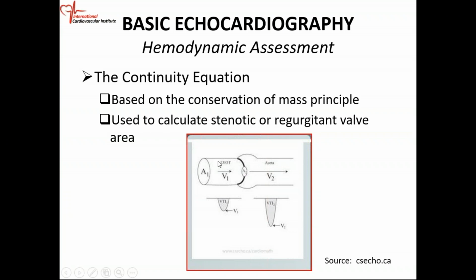Okay, so if there's no narrowing right here, you're going to have a certain amount of TVI or velocity. But once you have narrowing, the velocity or TVI is going to increase. The flow is going to be the same though. And if you remember the definition for flow, flow is equal to the cross-sectional area times the TVI. Okay?